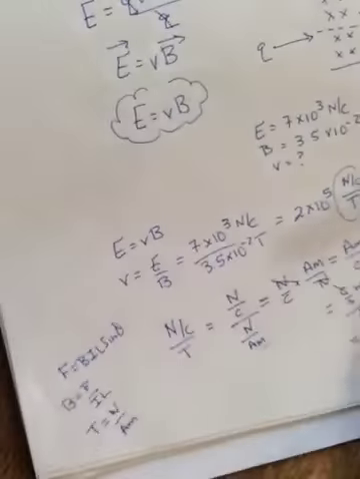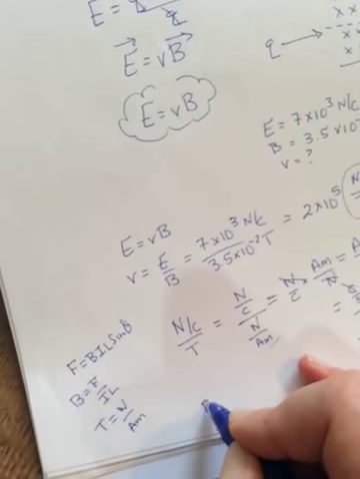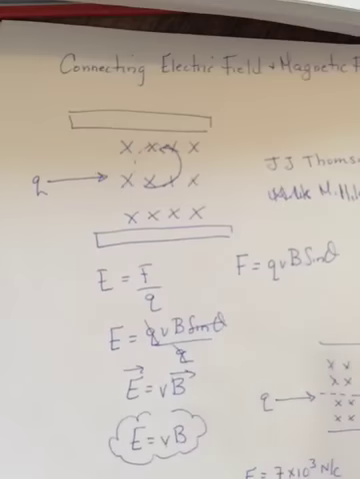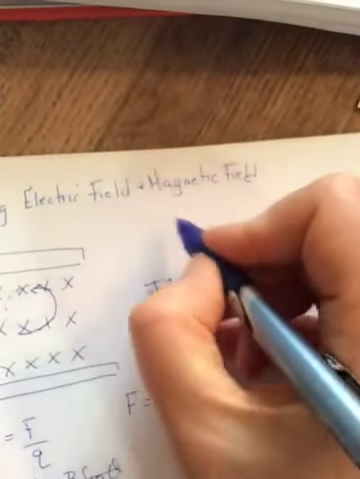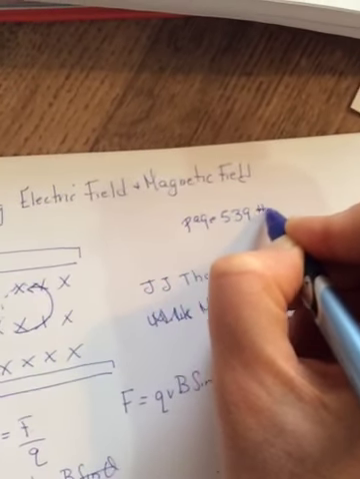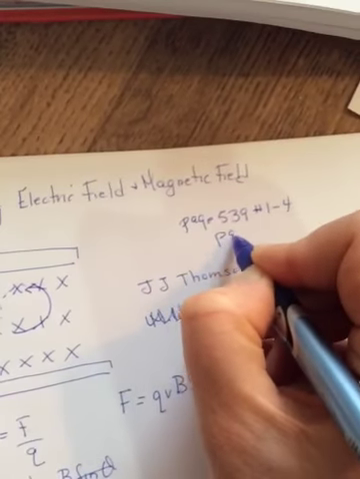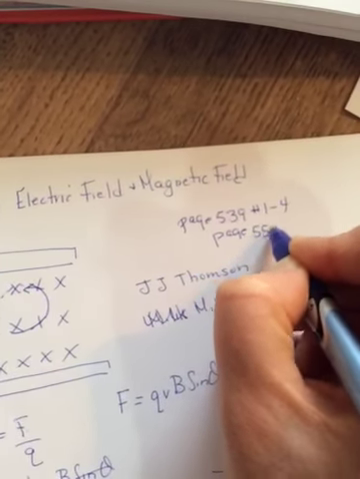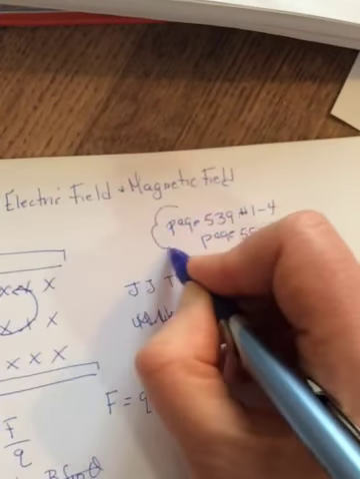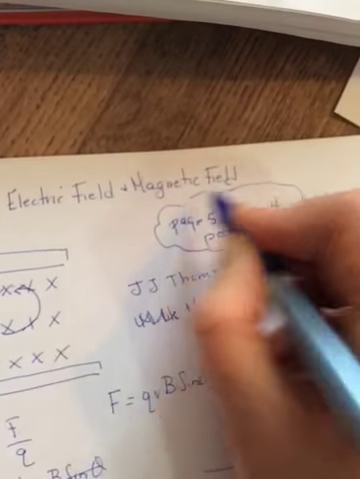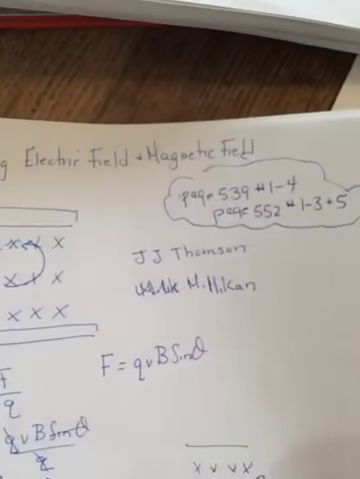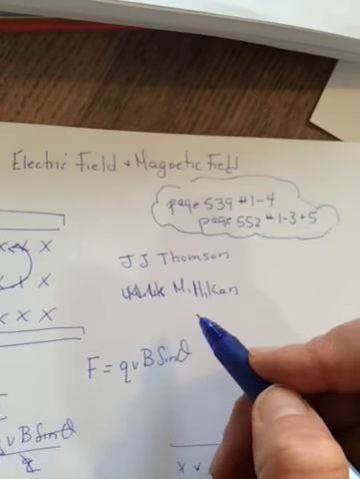Okay, so for homework today, I would like you to do on page 539, numbers 1 to 4, and on page 552, numbers 1 to 3 and 5. Okay, they might take you back to make you use R to find the radius in some of them, and then the electric field, but you could handle that. Okay, so these questions for today.